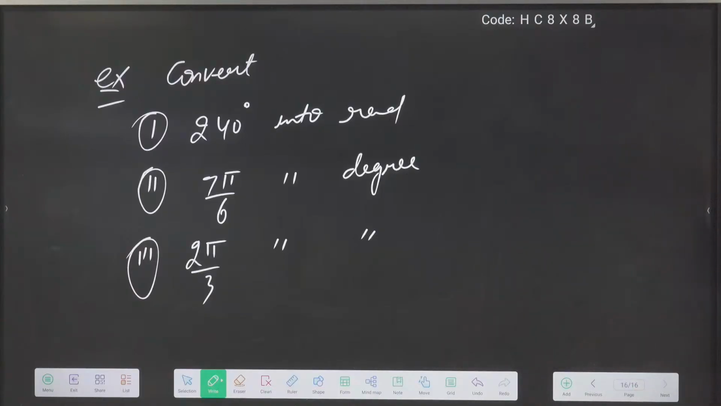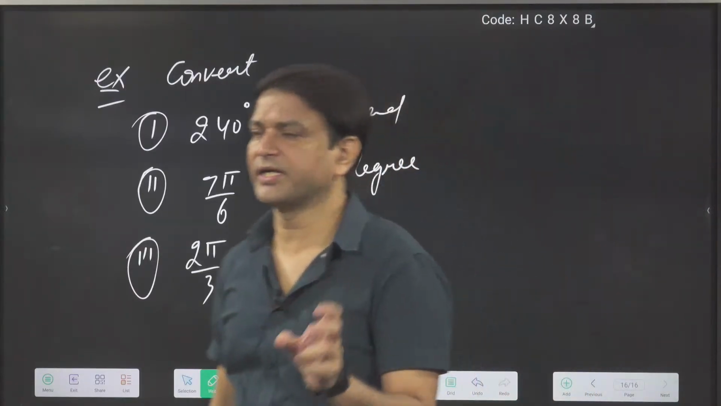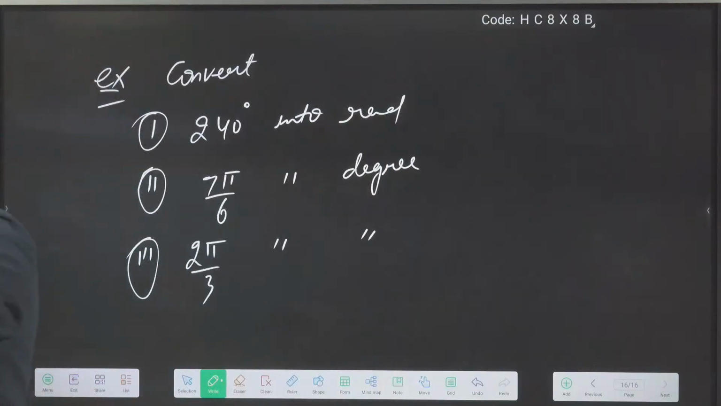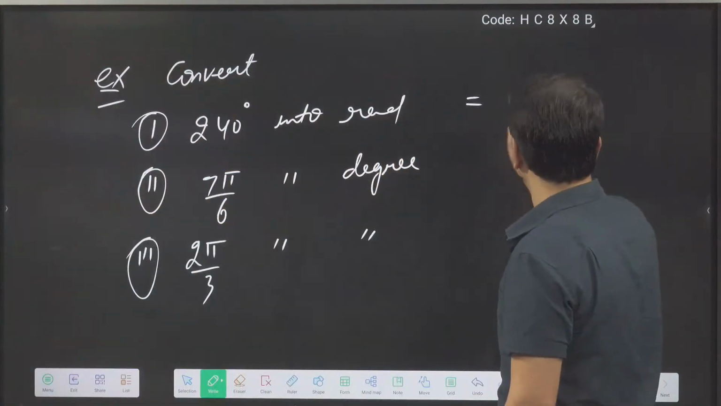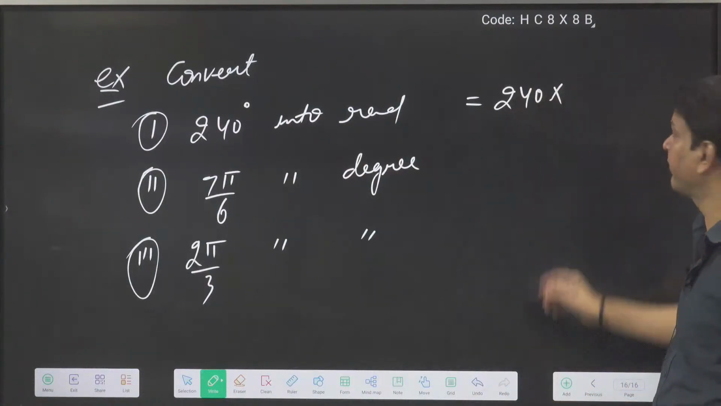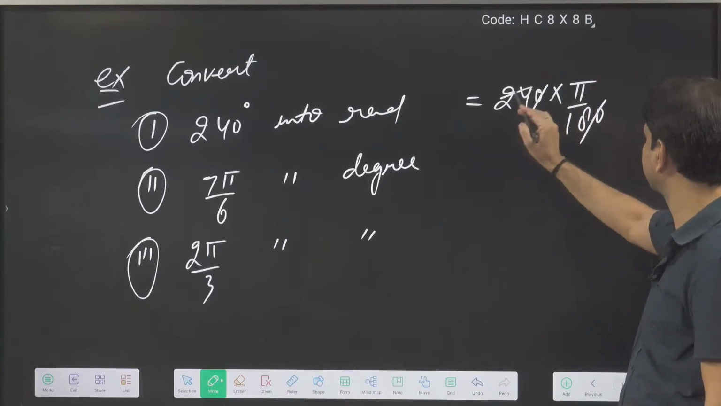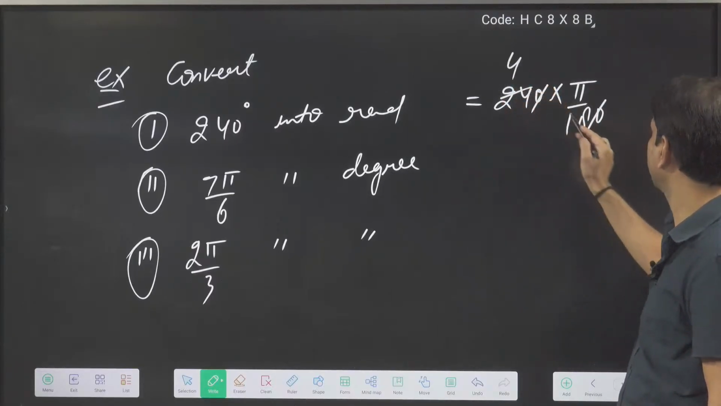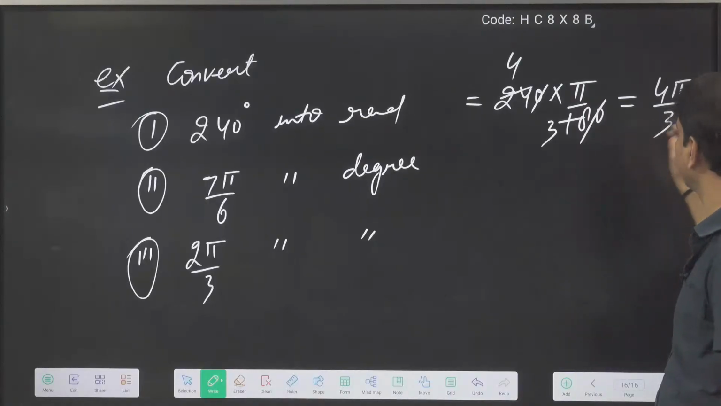Okay, tell fast. So 240 degree into radian. I have to convert the degree into radian, so the magnitude has to decrease. Then what will we do? 240 degree to radian, small magnitude, so I will multiply with pi by 180. Now 0, 0 cancel out. 6 4s are 24, 6 3s are 18. Then what I got? 4 pi by 3 radian.